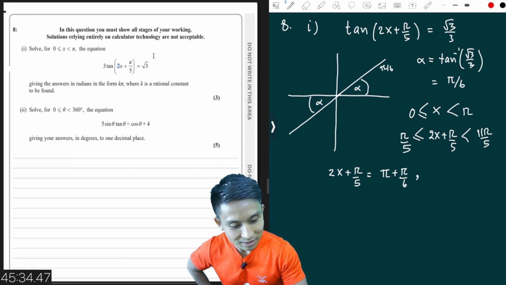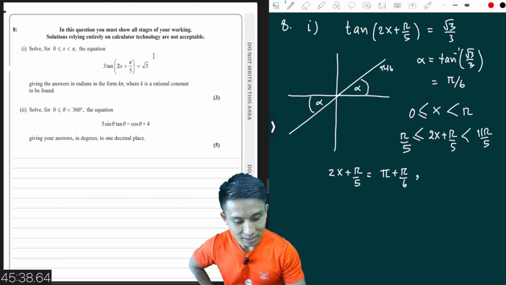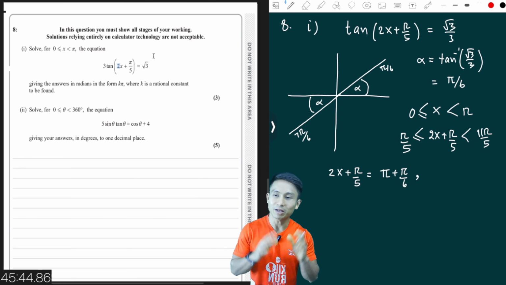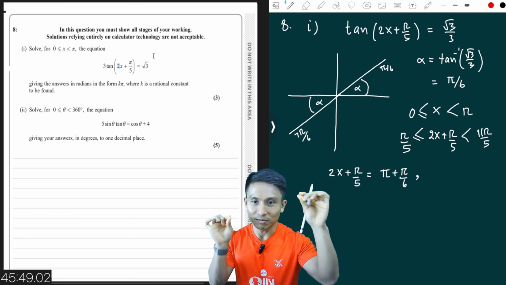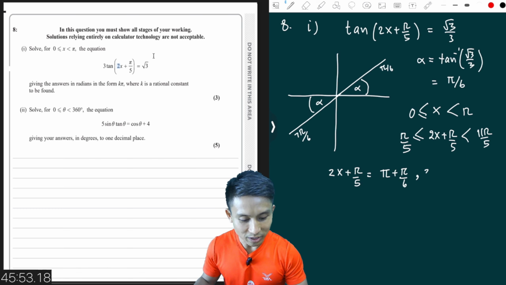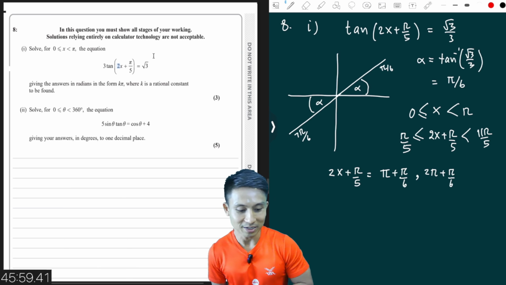And the second one, this is pi plus pi over 6, which is basically going to be 7 pi over 6, right? If you want to make it easy, you can just keep adding either one of them by 2 pi and you're going to get the next ones. So for example, we can have 2 pi plus pi over 6 for the next one, or keep adding by pi, basically.